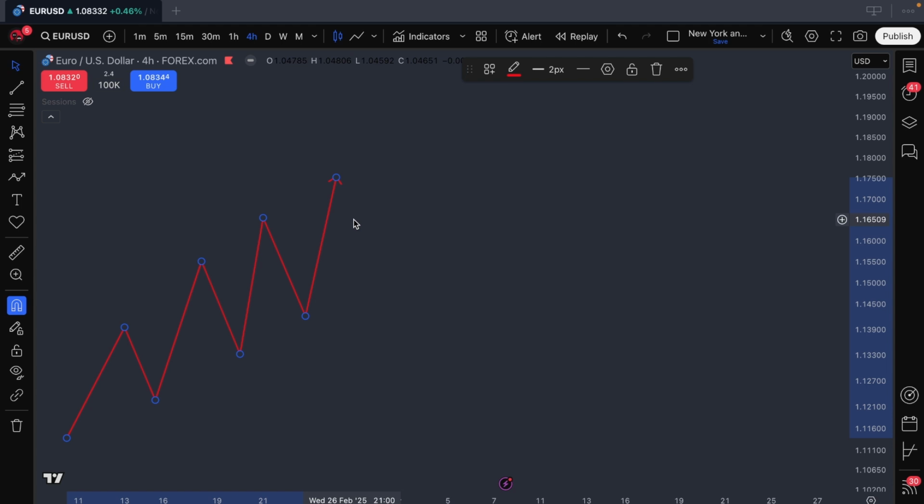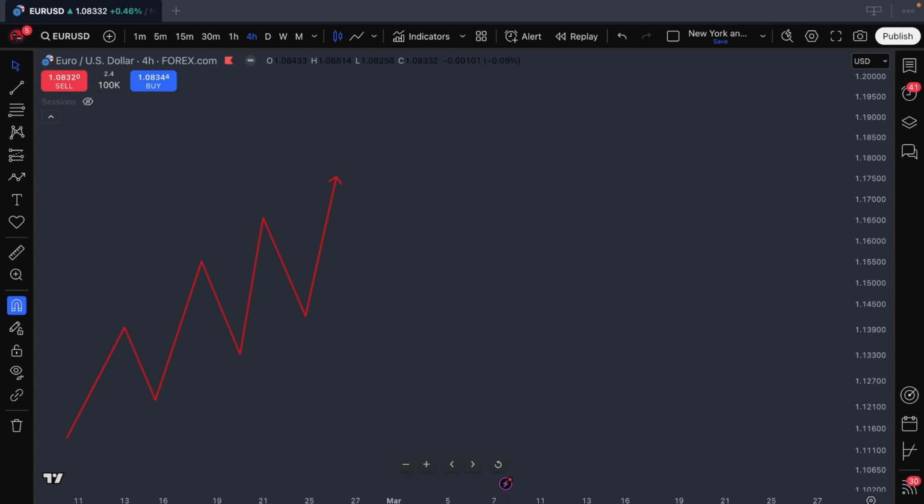So if you're looking at an uptrend, all you gotta look for is that there's always a higher high being formed, right? These are the higher highs right here, and these are the lower lows. If it doesn't break the lower lows, this is considered to be an uptrend.